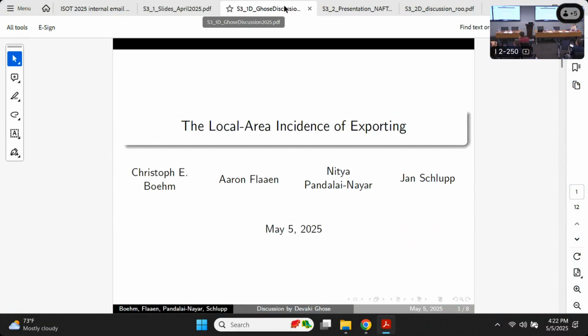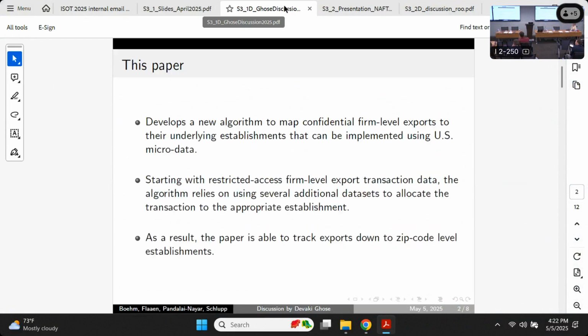I find data construction very exciting. So this was a very cool paper to discuss and learn about.